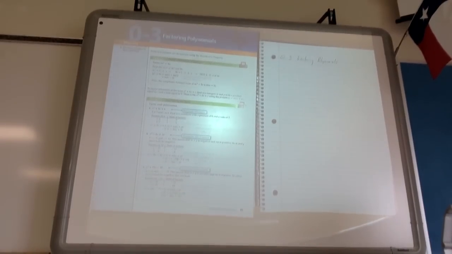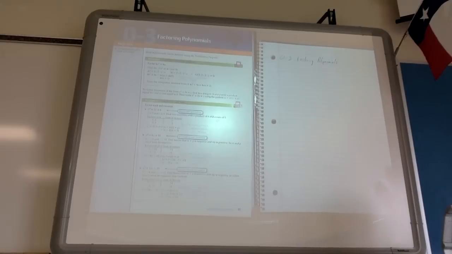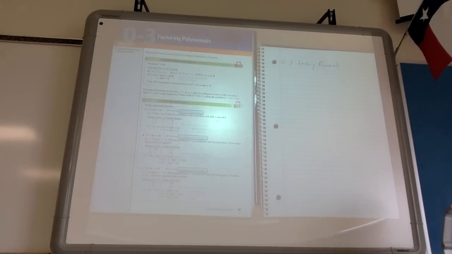All right, today we're going to be looking at factoring polynomials. This is lesson 0-3 on page P7 in the Algebra 2 book. Just a reminder that you can pull this up on your ebook, so you don't just have to have a class set of text. You can look this up.